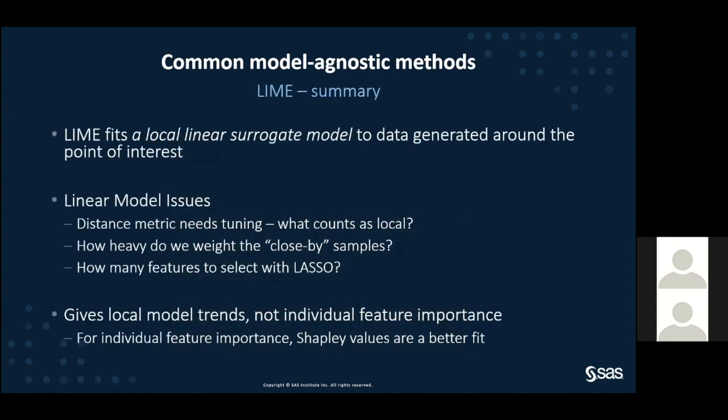LIME has a few issues. It's a linear surrogate model, which basically reduces a complex model to an easier to interpret model at a certain location. However, because it is local and the data generated is also local, there raises a question about what counts as local. Exactly how big a region should I consider?